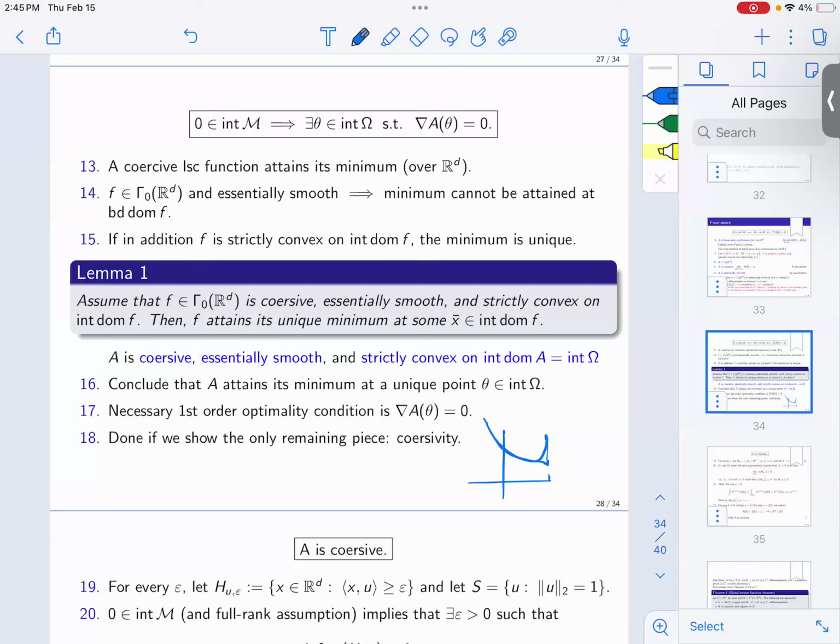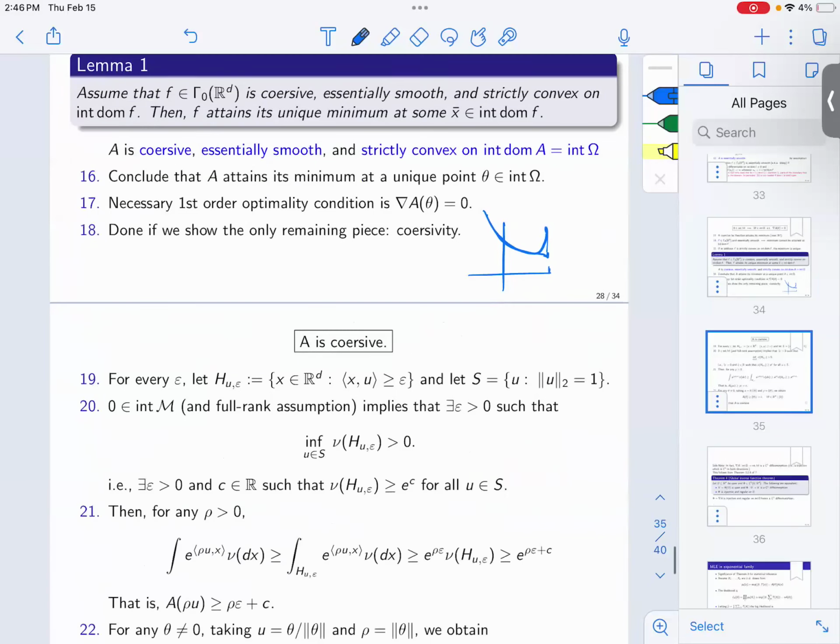So part of this result is trying to prove something like that. You want to prove that if it is coercive, strictly convex, and essentially smooth, then there's a unique minimum in the interior. Once there is a unique minimum, the gradient has to vanish. You prove that there exists a theta for which the gradient is zero. And the gradient being zero is the same as the gradient equal to any u, because you can shift. By shifting, you can map everything back to zero.